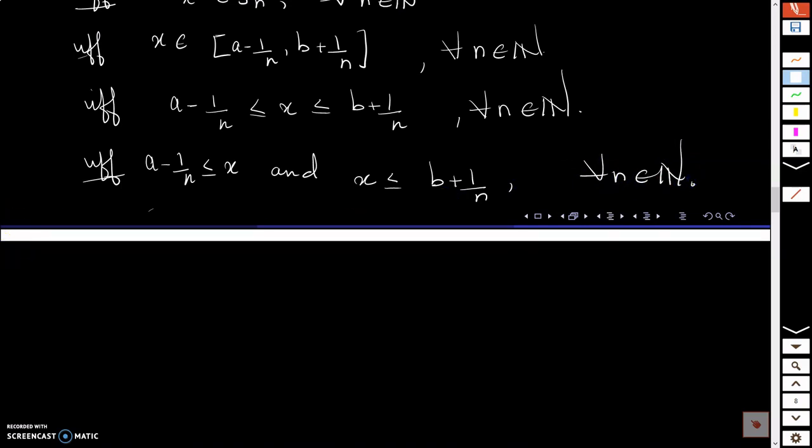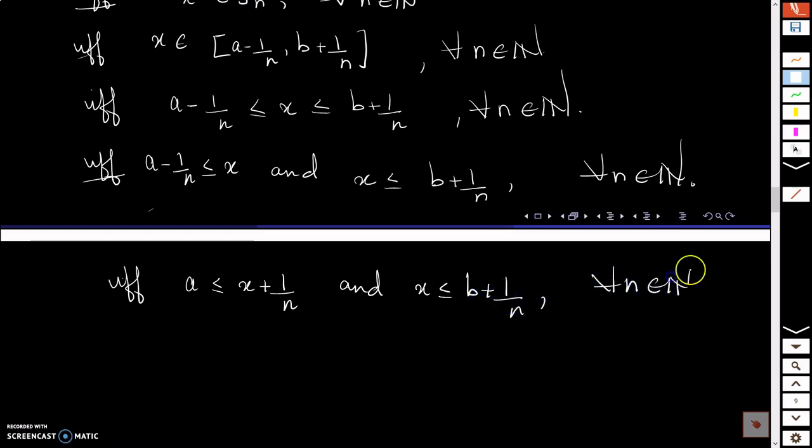Now that is going to happen if and only if, I'll come down here on the next slide, I'll take the 1 by n on that side. a is less than or equal to x plus 1 by n, and for the other one I don't have to do anything here. x is less than or equal to b plus 1 by n for every natural number n. Okay, and now we have done a result.